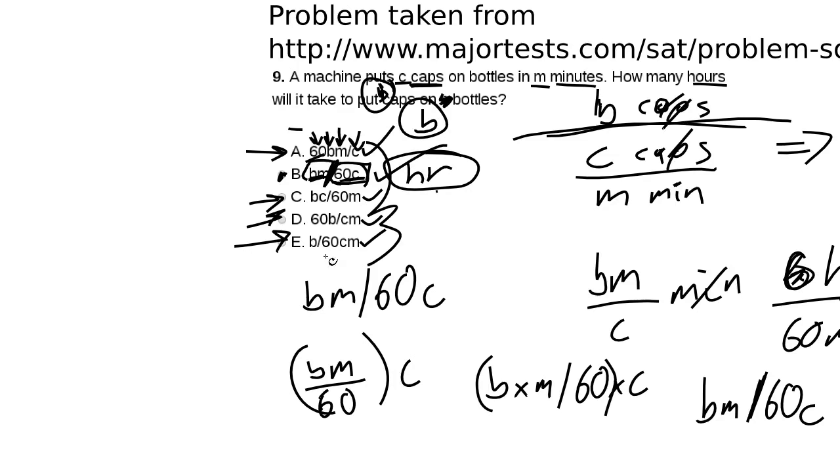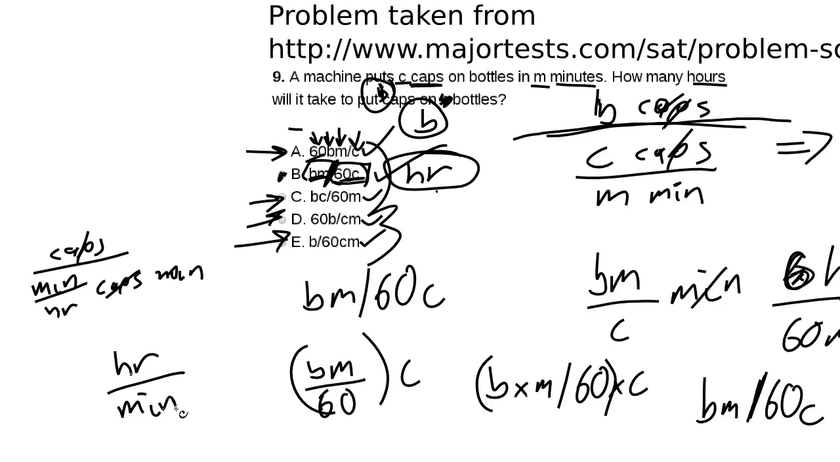I'll get something like, I can do an example here. What if I did this? B over 60 CM. If I just write out the units, the units on B is caps. The units on 60 is, 60 refers to minutes per hour. C has to do with caps. M has to do with minutes. So the caps and the caps cancel out, but then I've got units of hours per minute squared. That's no good. I'm looking for an answer in terms of hours.